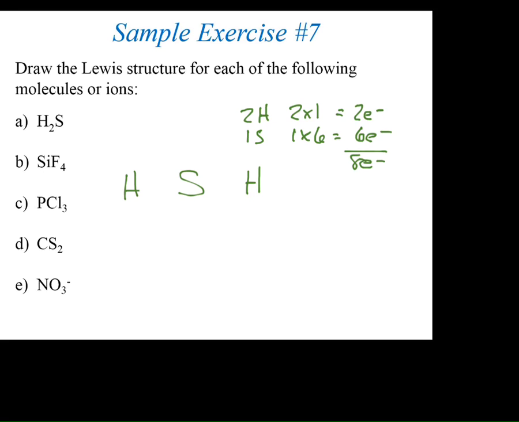Okay. Step 3 says connect the atoms now with a bond. So I'm going to draw 1 bond, 1 bond. How many electrons did I just use by making 2 bonds? 4. So how many do I have left? 4.